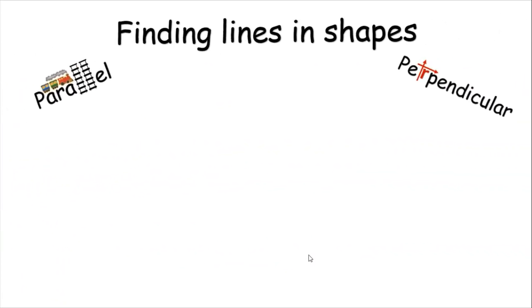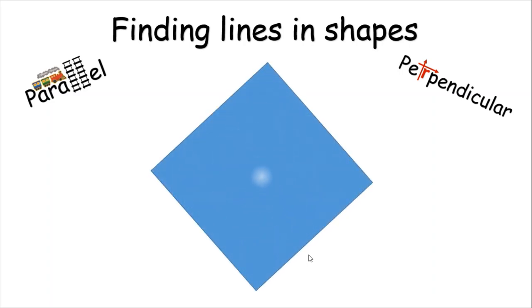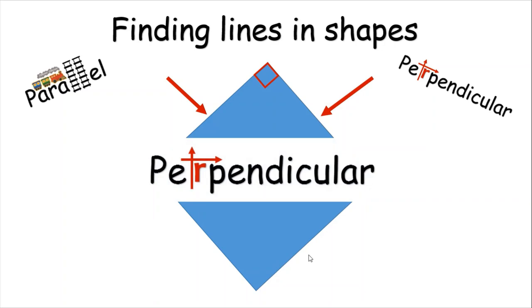How about this one? So we've got kind of a diamondy shape, or a square on its side. We're looking at these two sides now, so the top two sides there. Are those sides parallel, choo-choo, or perpendicular to each other? The answer is, there's a right angle. So what does that tell us? They are perpendicular to each other. They're meeting at a right angle, so they are perpendicular.